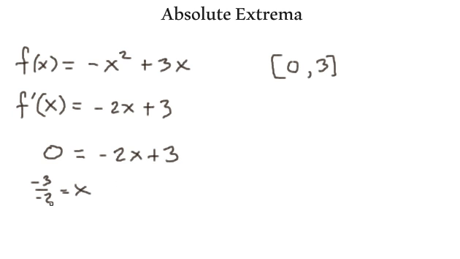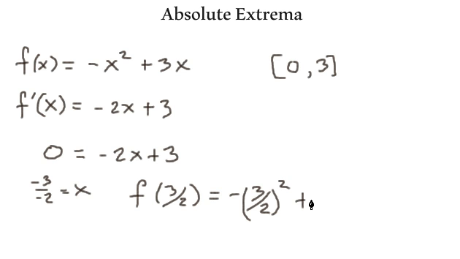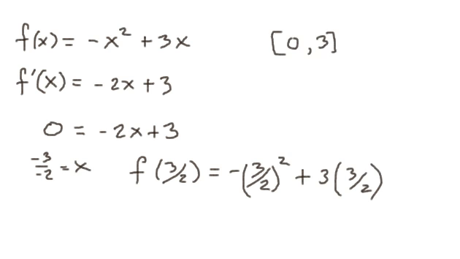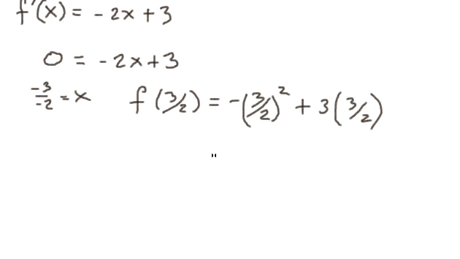Now what we want to do is take this 3 halves, that negative over negative is going to cancel out, and go ahead and take the 3 halves and plug it in to our function up here. So we got negative 3 halves squared plus 3 times 3 halves. So we're dealing with some fractions here. Hopefully that doesn't scare you off.